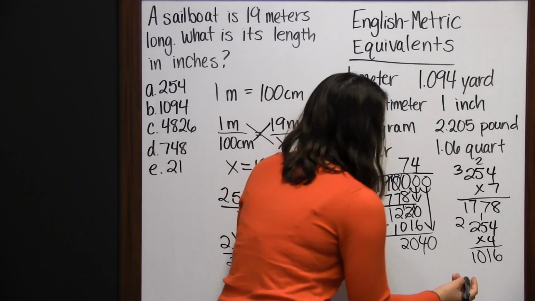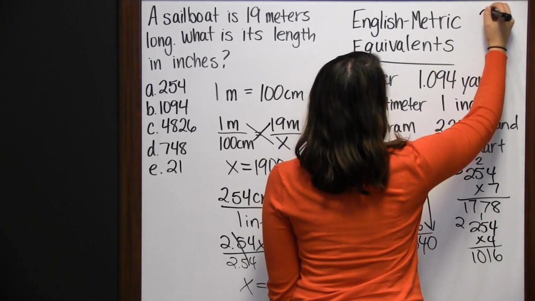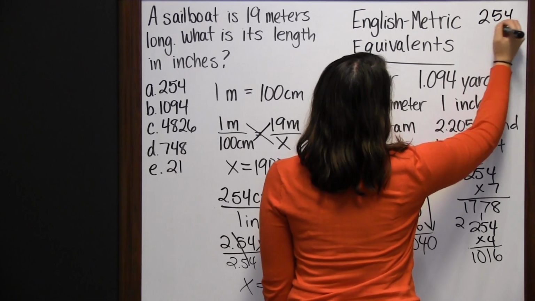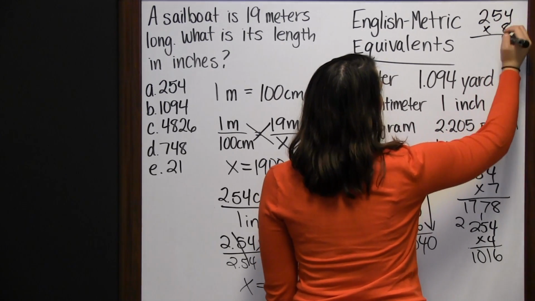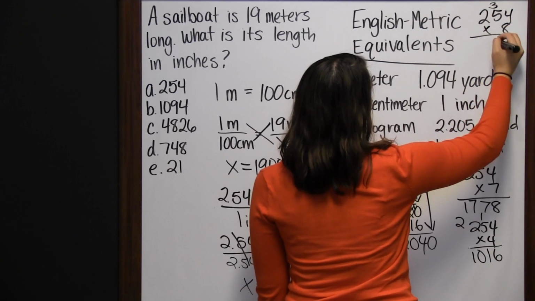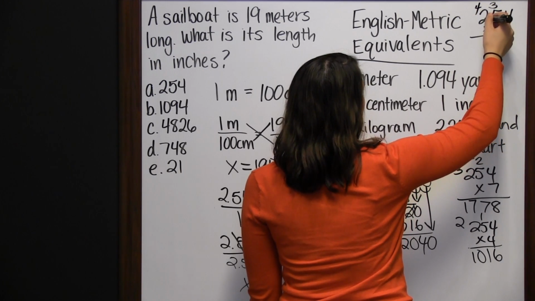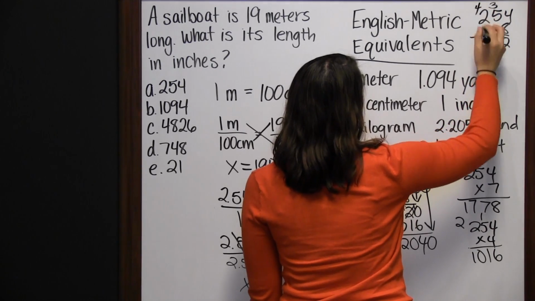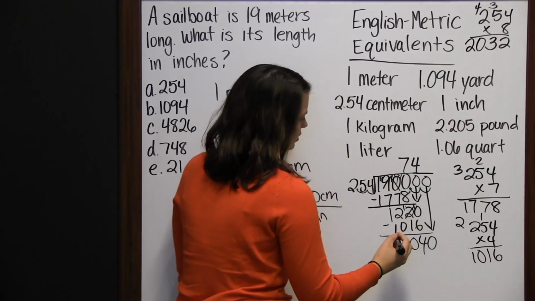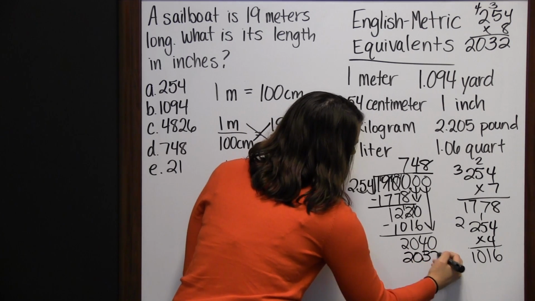So let's check that. See where I have some room. We'll just do it up here. 254 times 8. 8 times 4 is 32. 8 times 5 is 40, plus 3, 43. 8 times 2 is 16. 16 plus 4 is 20. So it's 8 times is correct, and it's 2,032.